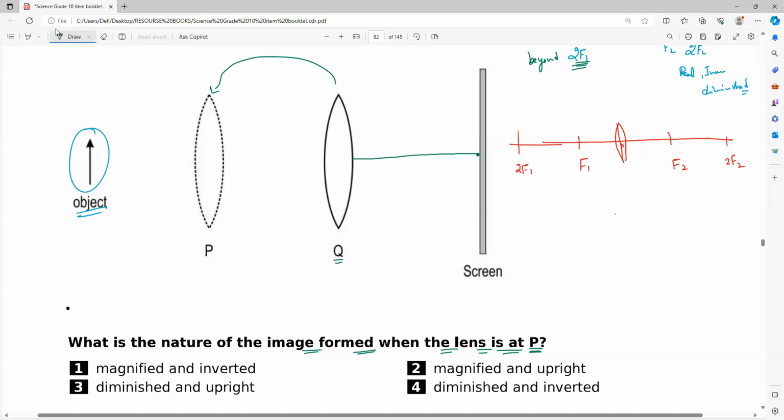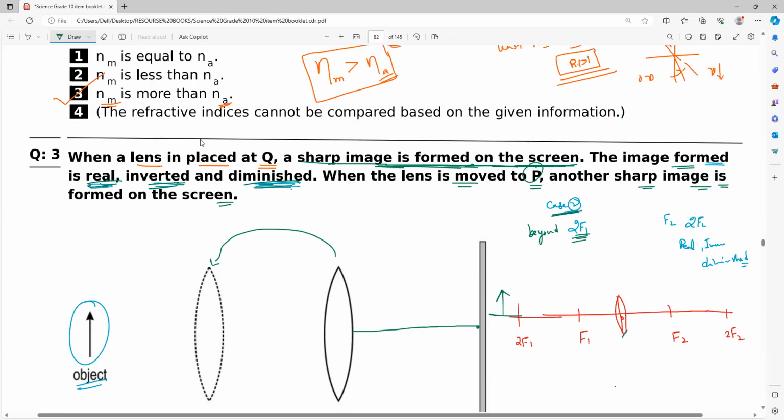Okay. So now all of you observe very carefully. Now the object is somewhere so that it is forming the image on the screen. It is actually a real, inverted and diminished image. So by reading these three, real, inverted, diminished, what is that case? So case number 2. All of you see case number 2.